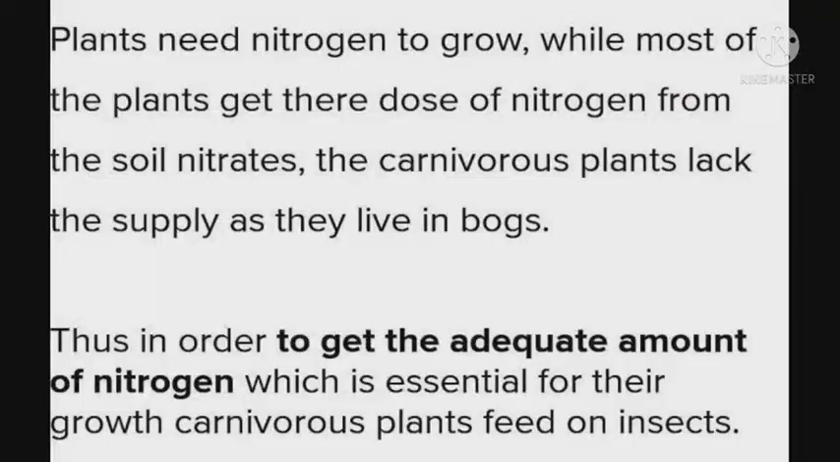Then why does it feed on insects? Plants need nitrogen to grow. While most plants get their dose of nitrogen from the soil nitrates, the carnivorous plants lack the supply as they live in bogs. Bogs means wetlands. Thus, in order to get the adequate amount of nitrogen which is essential for their growth, carnivorous plants feed on insects.